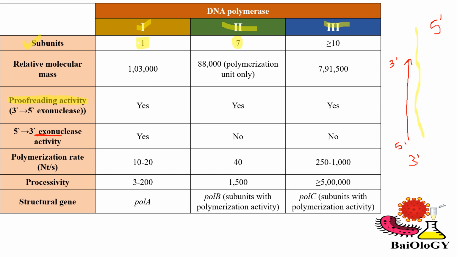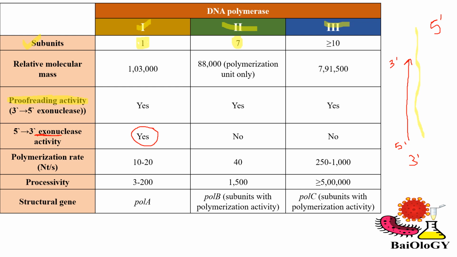And endonucleases are a type of nuclease which usually cuts between the polynucleotide strands. They are not cutting from the ends. So 5' to 3' exonuclease activity is only present in the DNA polymerase 1.